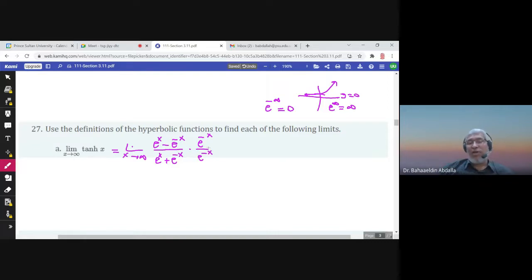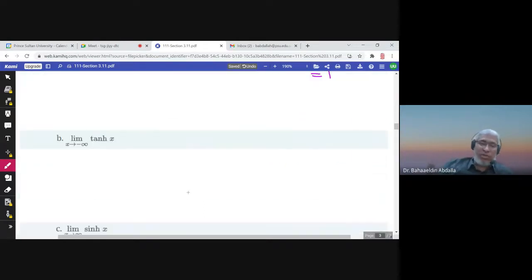E to the power negative x is 1 over e to the power x, so you are dividing actually by e to the power x. So let us multiply by e to the power negative x. E to the power x times e to the power negative x is e to the power 0, which is 1. And here e to the power negative x times e to the power negative x, you will add the powers, and you will have e to the power negative 2x. And now if you replace x by infinity, e to the power negative infinity is 0. So you will have 1 minus 0 over 1 plus 0, and the answer is 1. So the limit is 1.